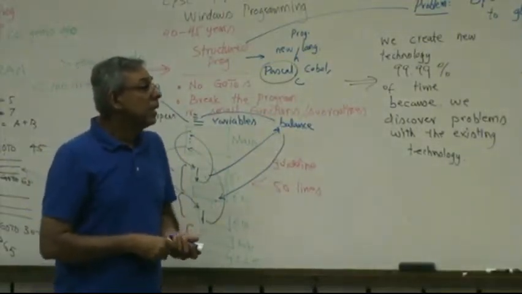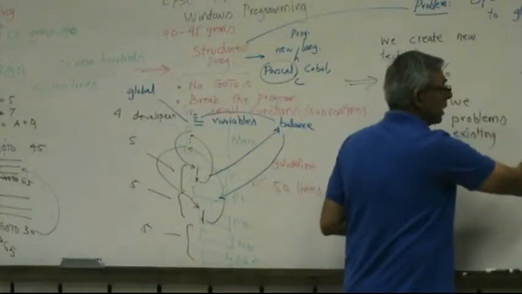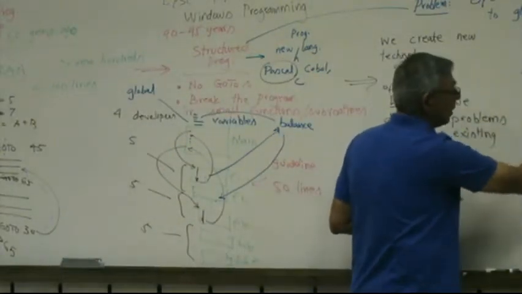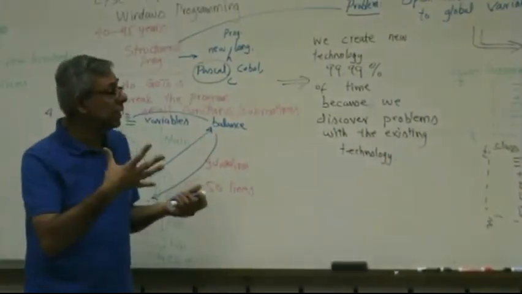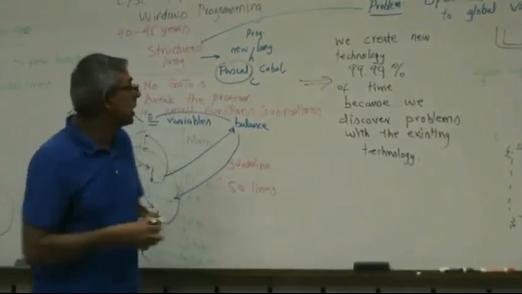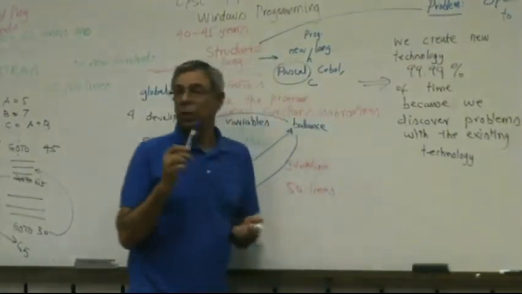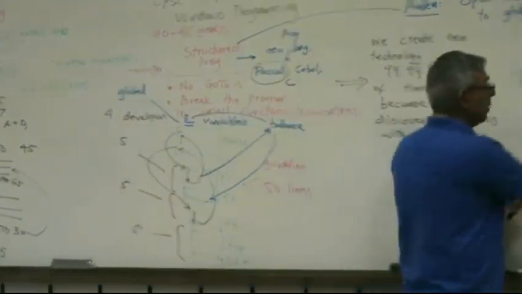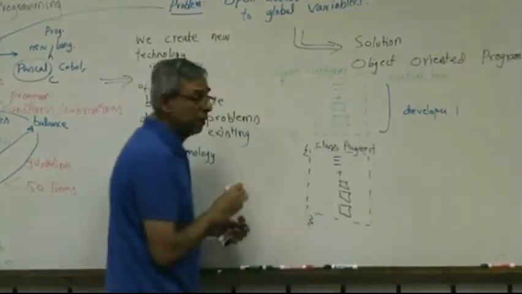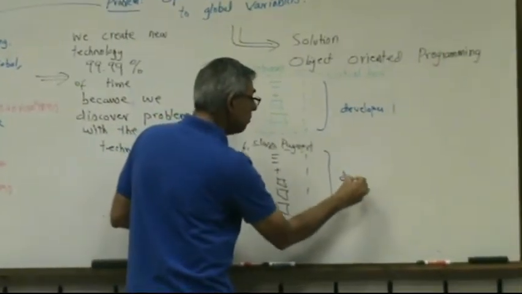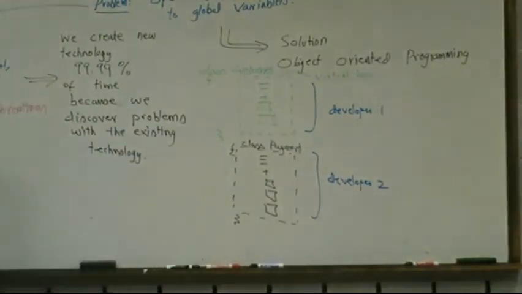Now, if we were to simply reorganize it, picking a few variables and closely related functions and putting them into a virtual box, it still will not solve the problem of open access to global variables. Why? Let's pretend one developer is responsible for developing this class, customer. Another developer is responsible for the payment class, right?